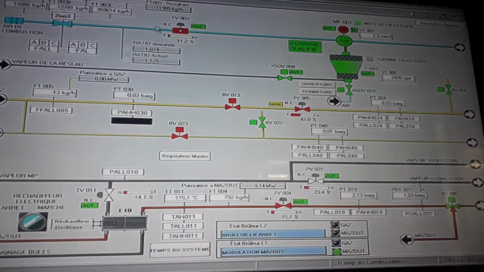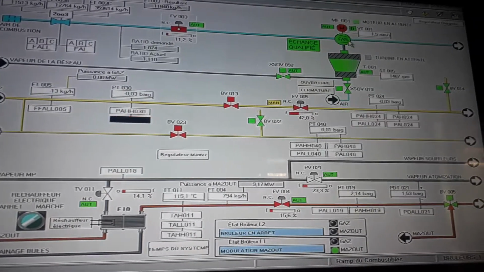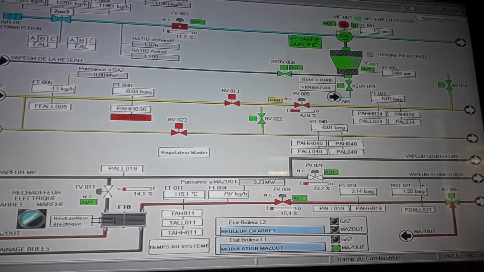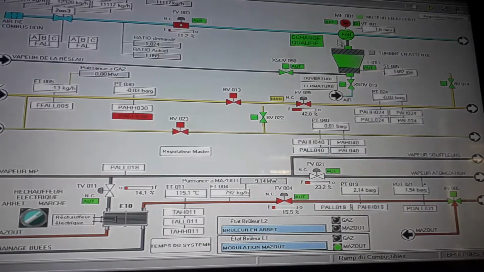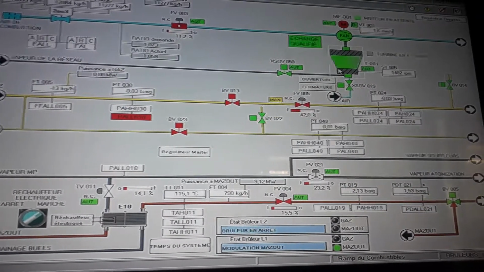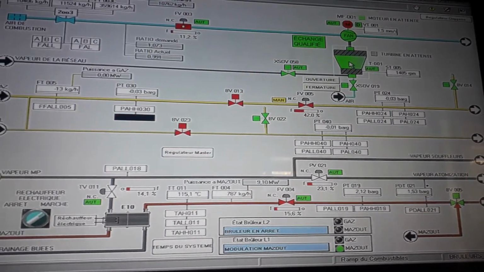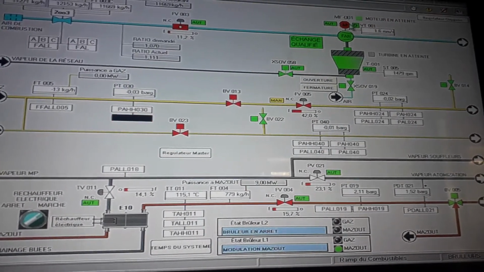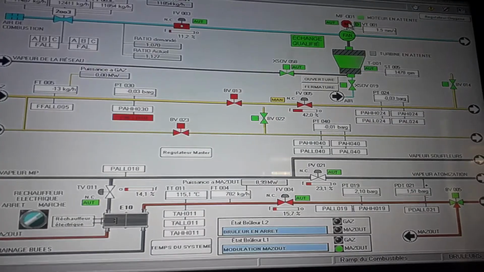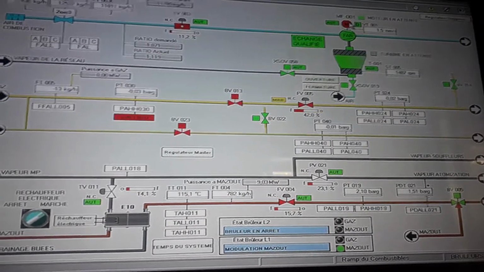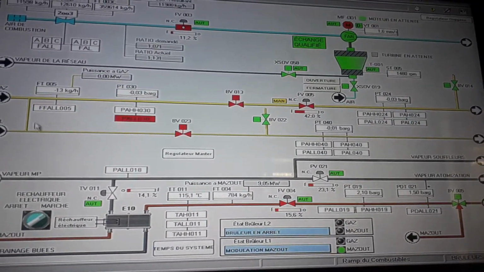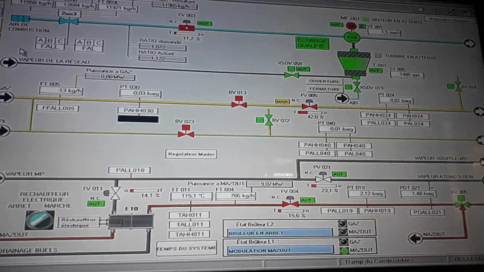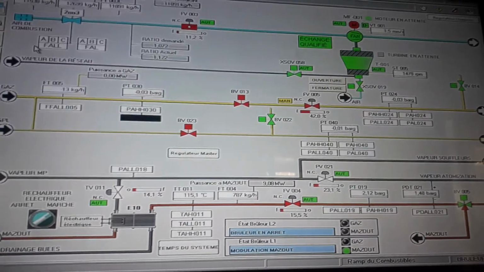The air of combustion is sent to the combustion by a fan. We see here the fan and a turbine which gives the work to the fan, and a motor which is on standby position. So this is the production of superheated steam, medium pressure.